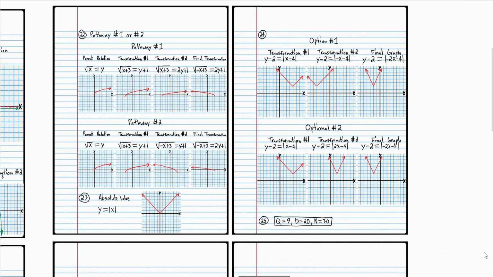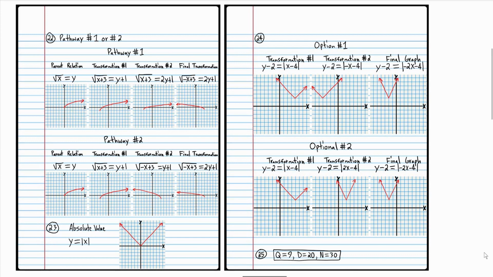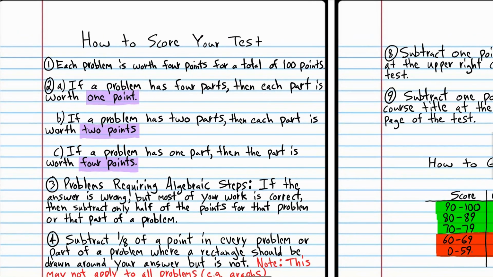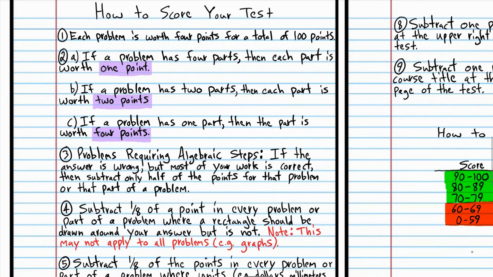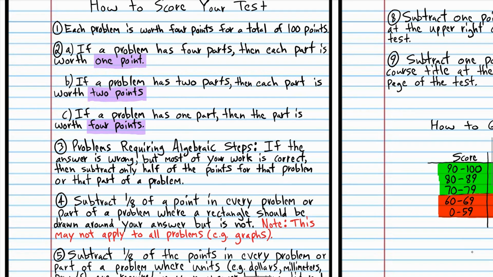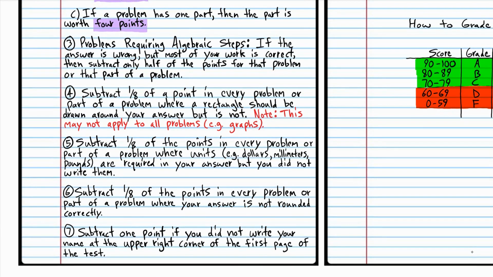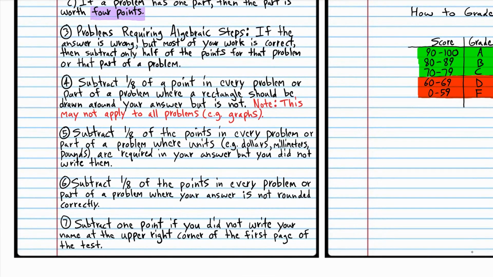So you have the answers, but before you score your test, let me give you some guidelines on how to do that. Of course, each problem is worth 4 points for a total of 100 points. And if a problem has 4 parts, you can make each part worth 1 point. And if a problem has 2 parts, each part would be worth 2 points, and so on and so forth. You can give yourself partial credit if most of the work is correct, but you just made a small error, maybe in the final answer.